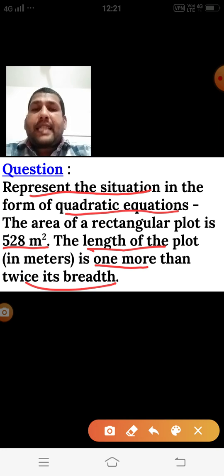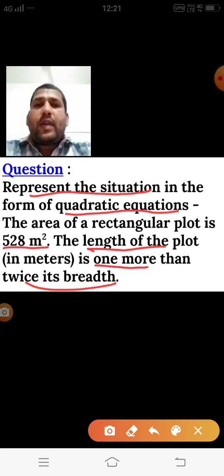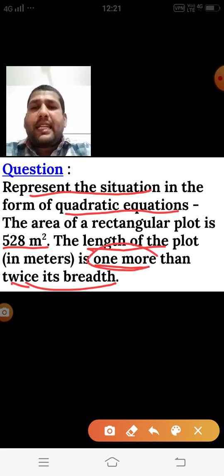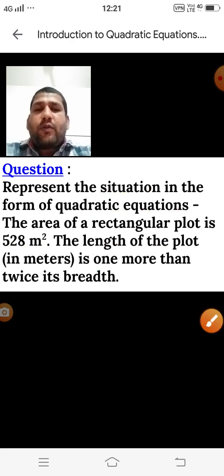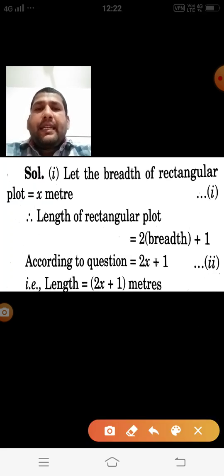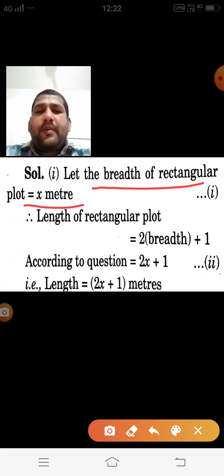If you are taking breadth as x, then length becomes 2x plus 1, because length is 1 more than twice its breadth. Then if you are observing, here I am taking the breadth of the rectangular plot as x meter, then according to the question the length becomes 2 times breadth plus 1, means 2x plus 1. Length is 1 more than twice its breadth. It means that 1 we are adding to twice of the breadth, then 2x plus 1. Then length we have 2x plus 1, breadth we have x.